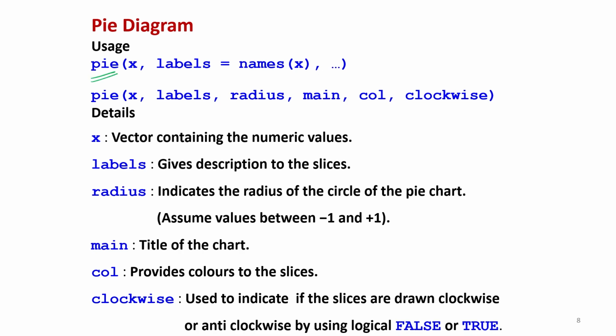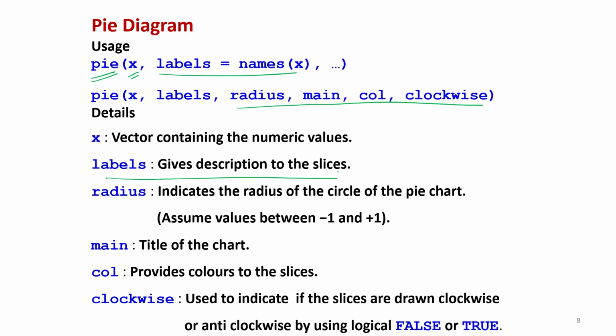And that is something like x, where you have to give the frequencies data. So instead of using the raw data in the x data vector, you have to use the table command. This is what you have to keep in mind. And then you can give labels to give different names to different segments. And then there are other options like radius, main, col, clockwise, whether you want the sequence of the categories clockwise or anti-clockwise.